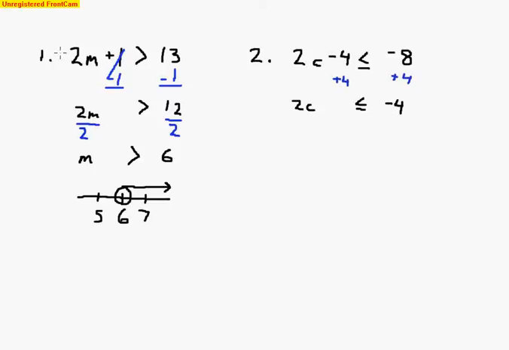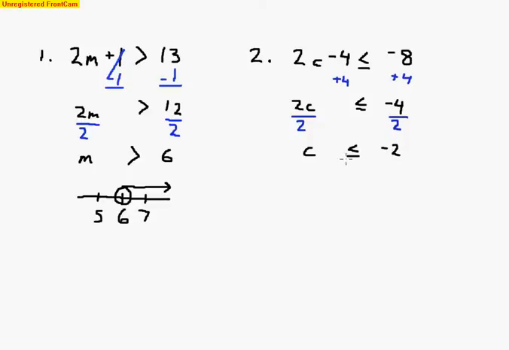So my next step is to eliminate that coefficient, the coefficient of 2. The coefficient is the number always in front of the variable. So I'm going to divide by 2 on both sides. And what I'm left with is c is less than or equal to negative 2.